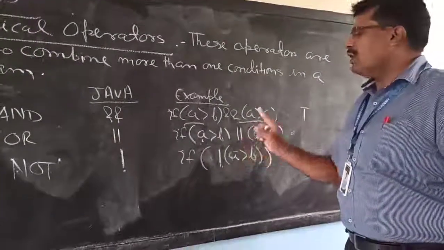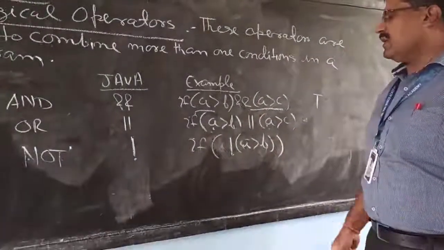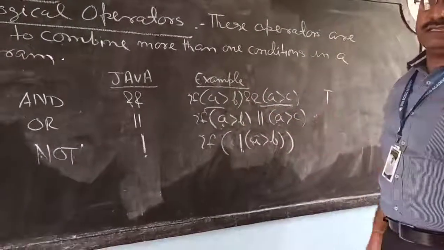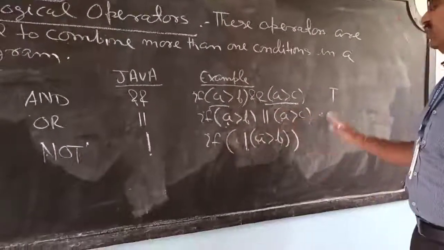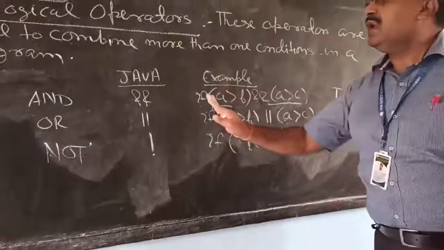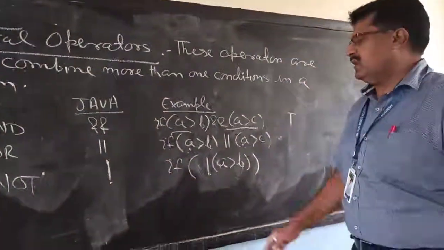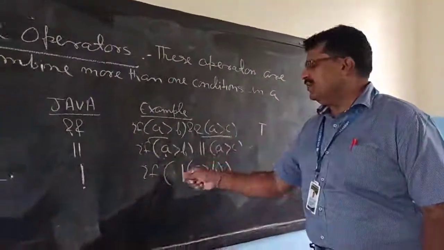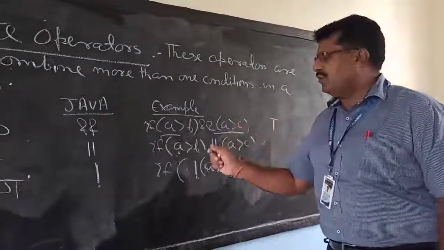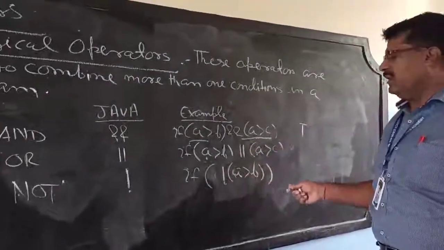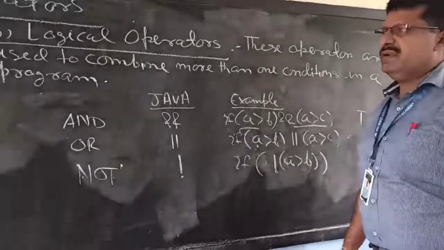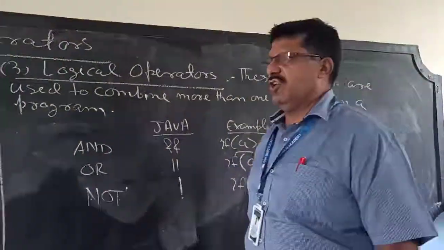Second one, the OR logical operator. In the OR logical operator, what happens? If any one of the conditions or all the conditions are true, then the output comes true. Last one, the NOT logical operator. In the NOT logical operator, what happens? If the input is true, the output will be false. If the input is false, the output will be true. So today I have learned expression, condition, and logical operators.